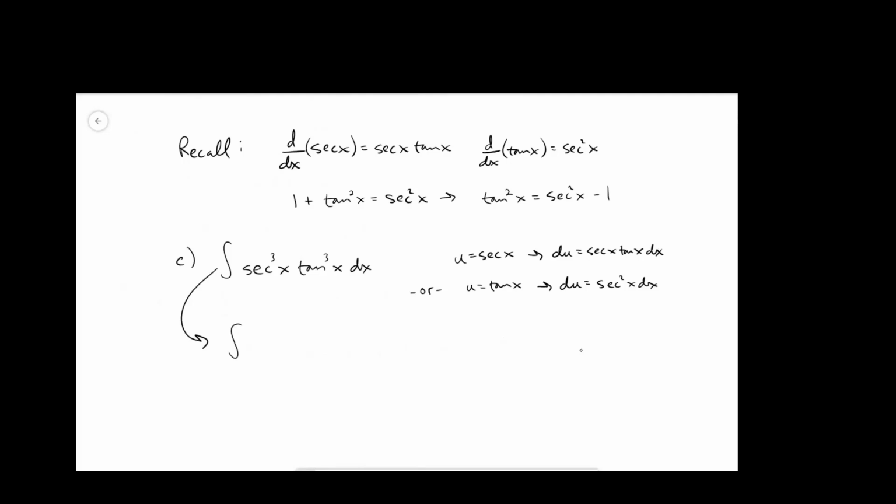What I would say is, if we were going to do option 1 here, if I'm going to make u be secant, for example, and have du be secant tangent, then that means I'm going to need to see a secant and a tangent by themselves floating out at the end of the integral, okay? So what you might want to do here is just say, well, what happens if I do that? That means I need to take one of these secants away from that cubic and take one of these tangents away from this cubic and just write them at the end.